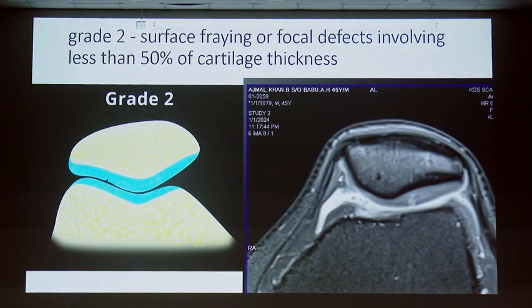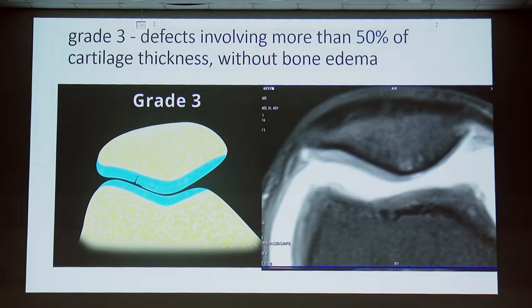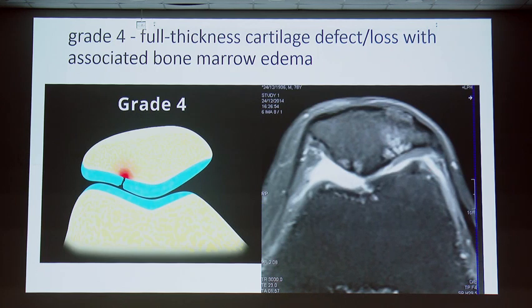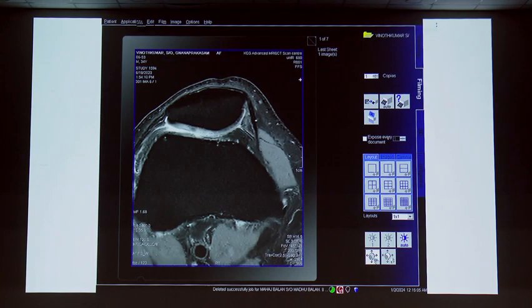It is grade 1. Grade 2 has focal defects, where the low signal has gone and is extending, but less than 50% of cartilage thickness is lost. If it is more than 50%, you can see it is significantly gone, it is grade 4. There is almost no cartilage at all, and there are significant changes in the bone over here. These are all very classical of grade 4 chondromalacia patella. So by seeing this, we can confidently say what is happening to the cartilages.